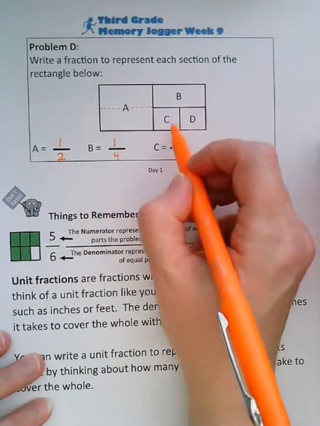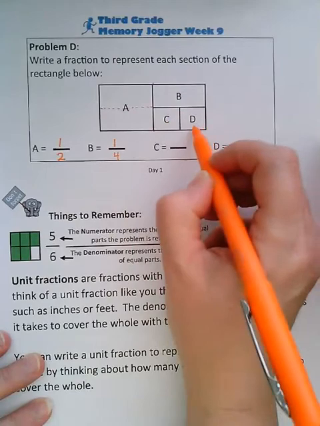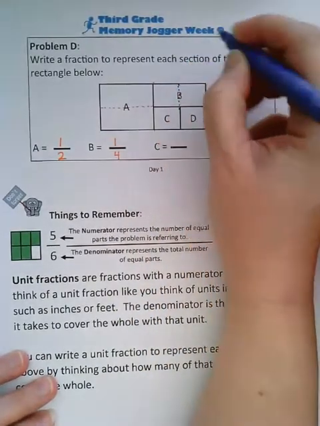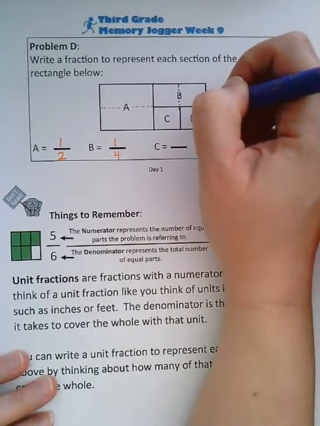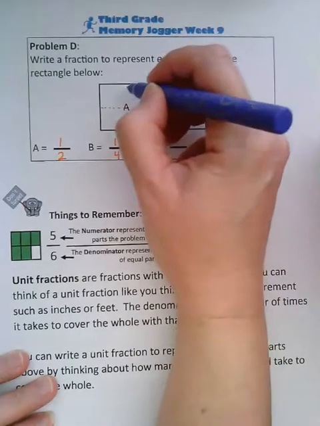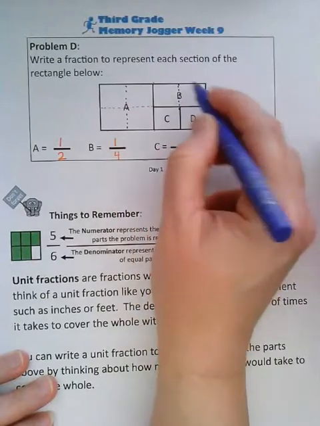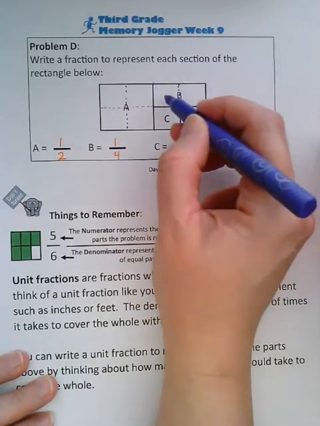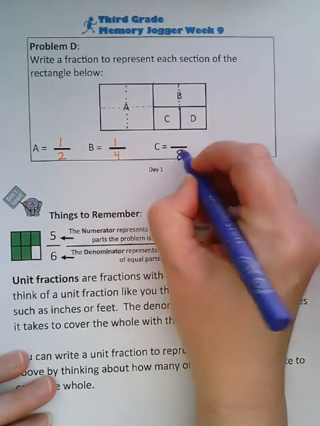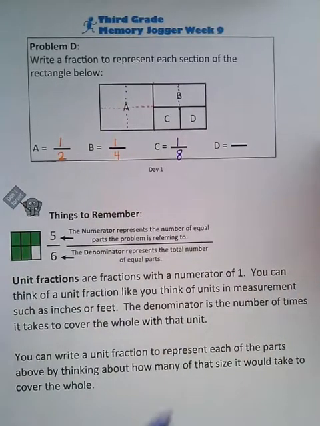Now C, how many C's would it take? Now we know that B is the same as C and D. So if I were to partition this whole thing into C and D size pieces, so that would be another one here and here, and then I could partition over here because we know this whole side is the exact same as that side. There would be 1, 2, 3, 4, 5, 6, 7, 8 pieces. And so C would be 1/8.